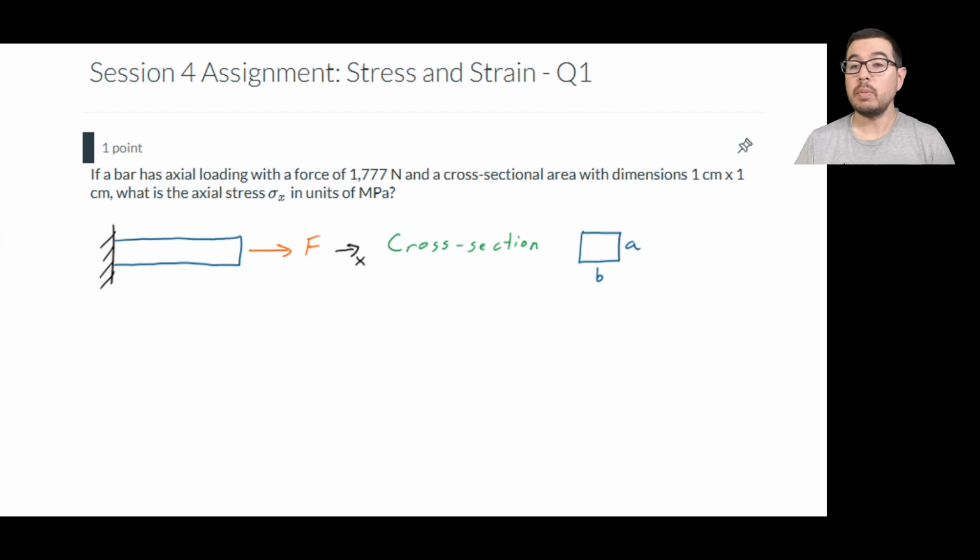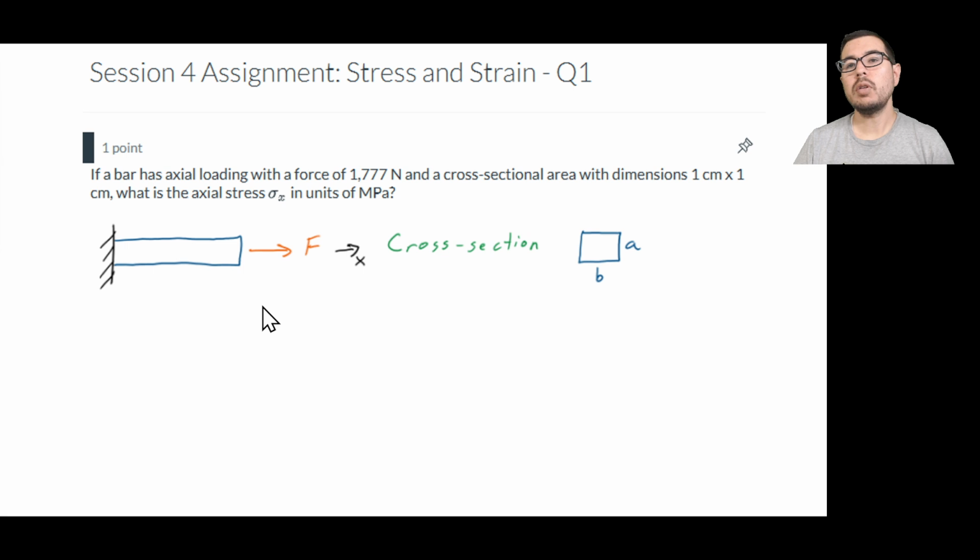In this problem, we have the opportunity to calculate the stress in a bar. This is an axial loading with a force of 1,777 newtons, and there's a cross-sectional area given by 1 centimeter by 1 centimeter. And the question is, what is the axial stress, sigma x, in units of megapascals?